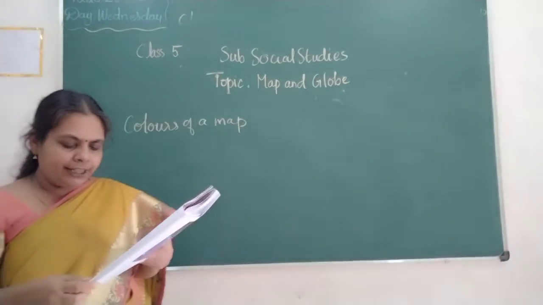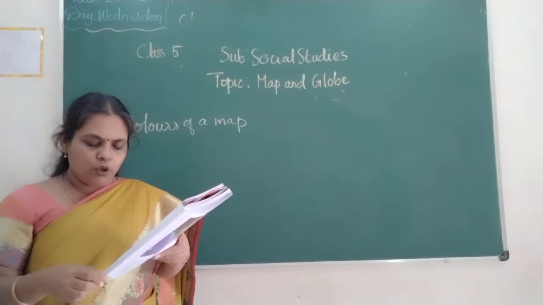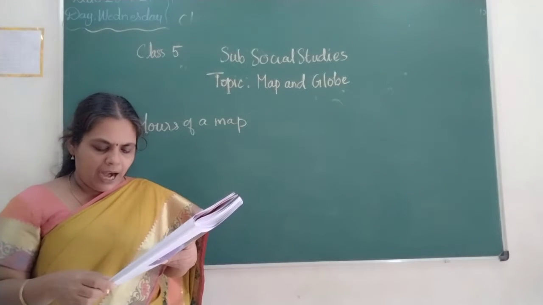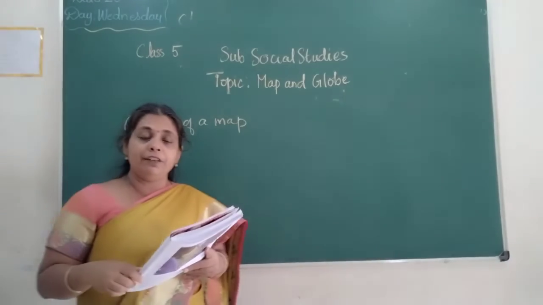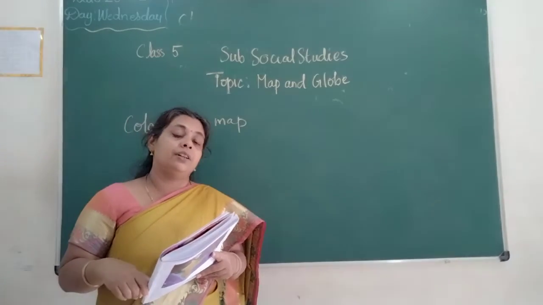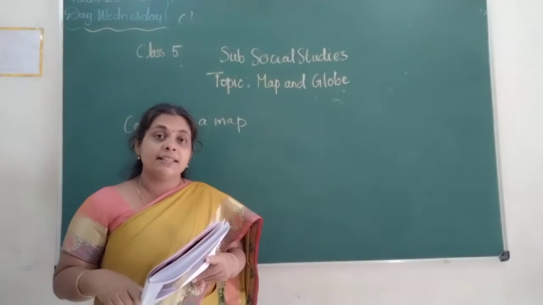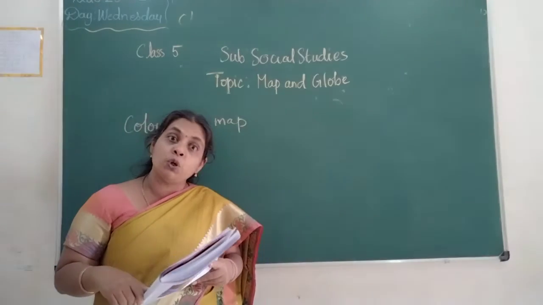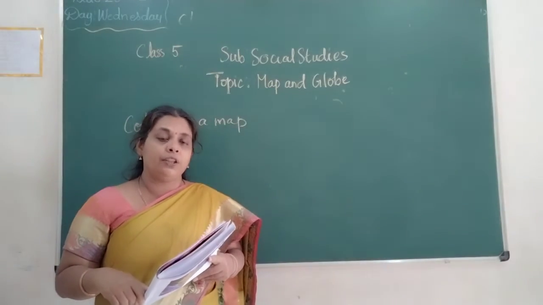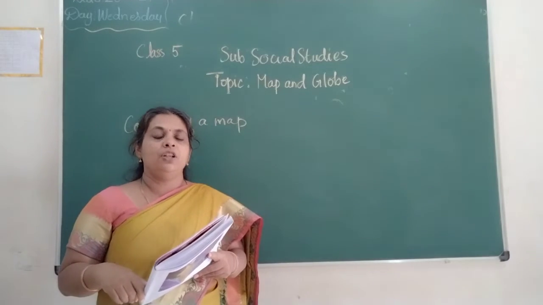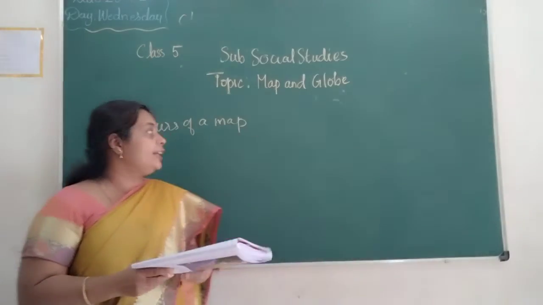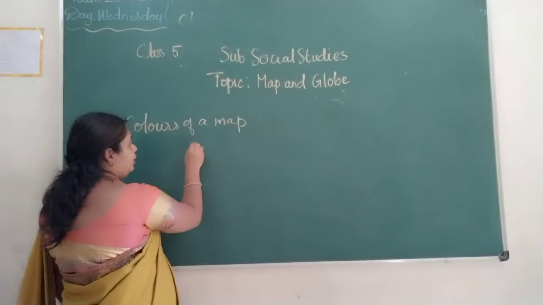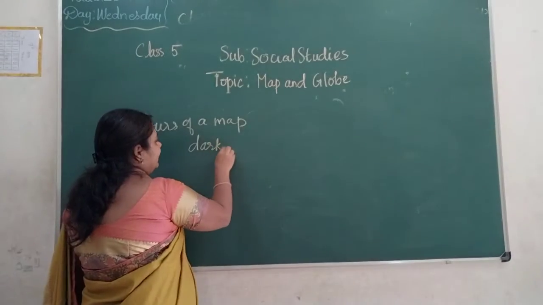A key is given to understand what each color and symbol means. Sometimes a mountain will be there, desert, rivers, oceans, seas, or snow-capped mountains. So they use some colors, children. That is what we are going to see now. The colors can shade from dark to light, children.